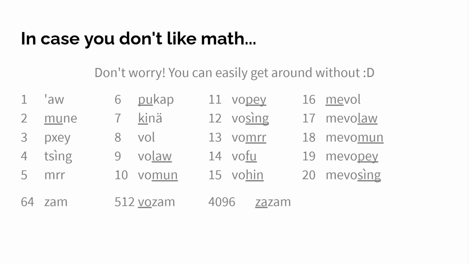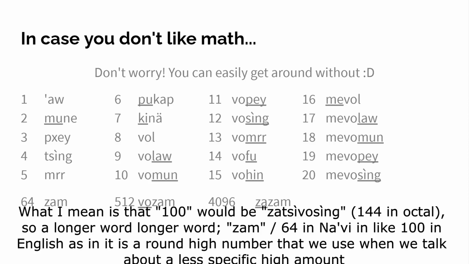Then if you want to say stuff like 100 or 1,000 in NatWi, you would actually not say exactly 100 or 1,000. We would say zam for 64, vosam for 512, and zazam for 4,096. This is because, like I said, the NatWi use the octal number system. So basically for them, the 64 is like for us the 100. The 5012 in octal is basically like for us the 1,000. Like these are the round numbers for the NatWi.